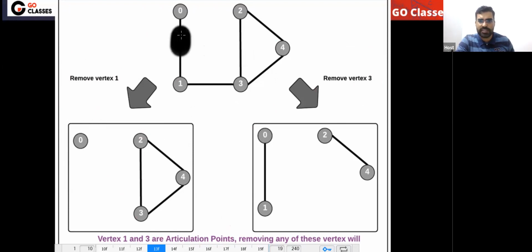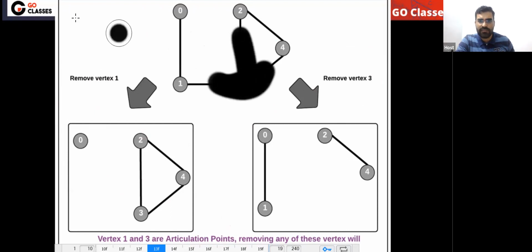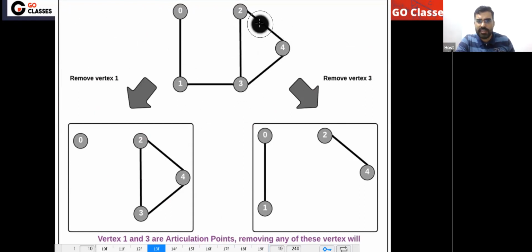So if I remove this vertex, the graph will disconnect. If I remove this vertex, the graph will disconnect. Tell me, if I remove this vertex, will the graph disconnect? No. So this vertex 4 is not a cut vertex.